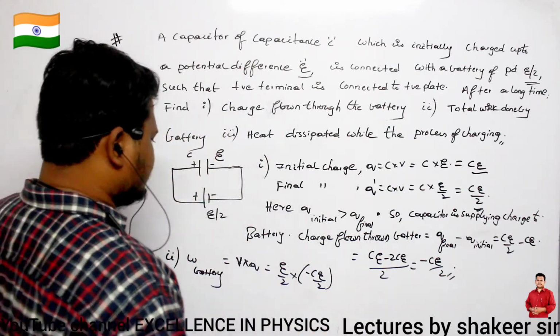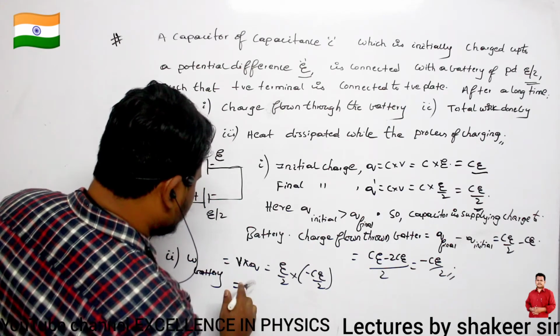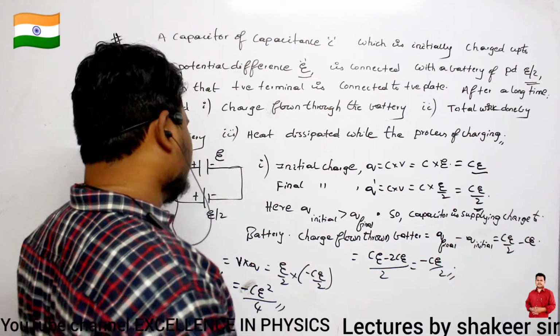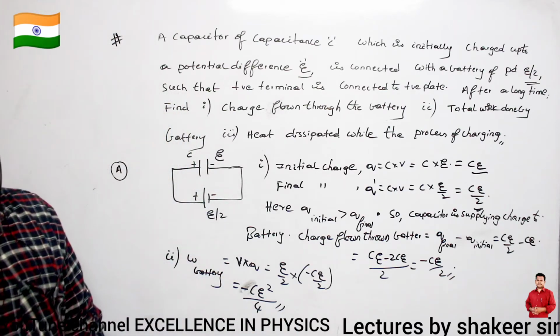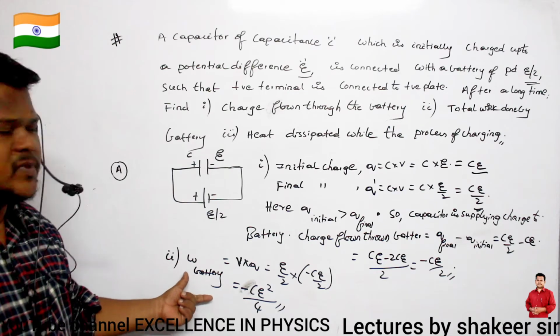Clear? So therefore total it is how much? It is equal to minus CE square divided by 4. That's all. So minus CE divided by 2 times E by 2, which is minus CE square divided by 4. So this is the work done by the battery. Are you able to understand?